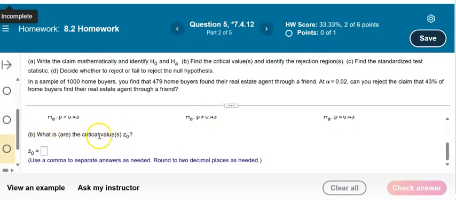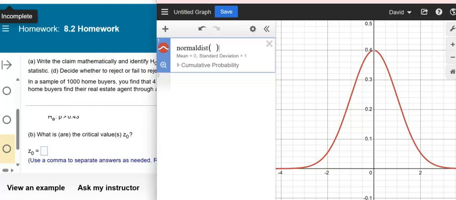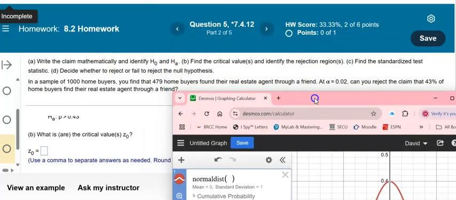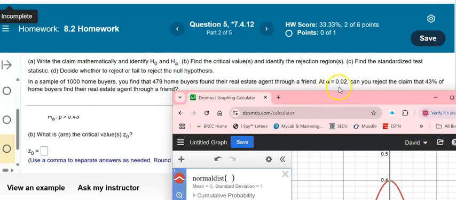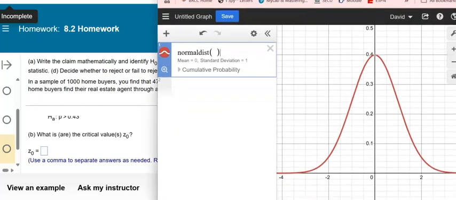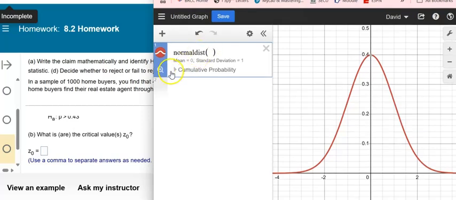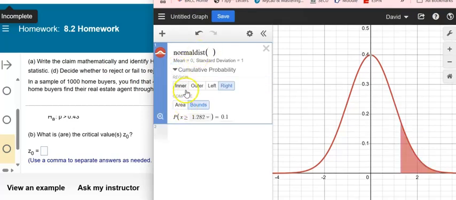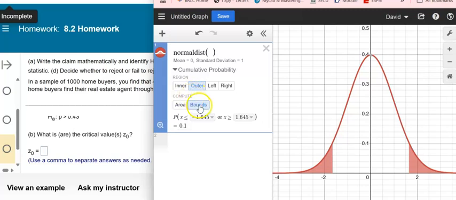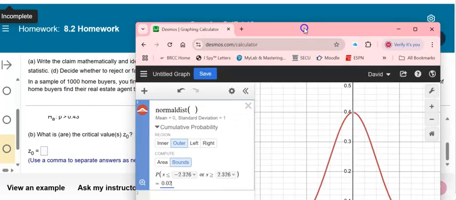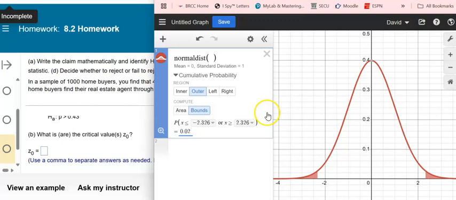What's the critical value or values? Right, it's going to be values, plural, because of the fact that this is a two-tailed test. So there's two critical values. All right, the way you find critical values for a two-tailed test is you're going to use this 0.02. That's going to be our area, but the area is the area in the tails. So this is actually going to be an outer with bounds. Okay, and we want the area in the tails to be 0.02. All right, that's a two-tailed test, so we select outer.